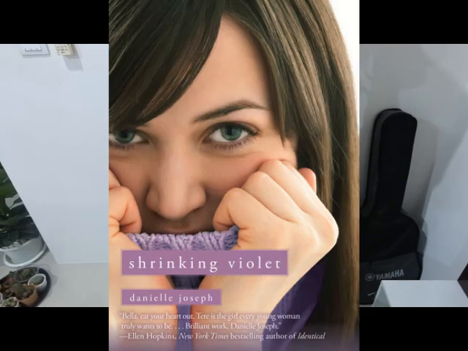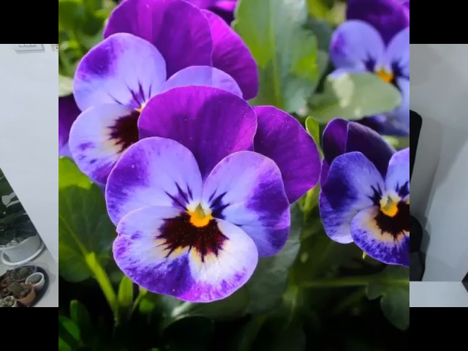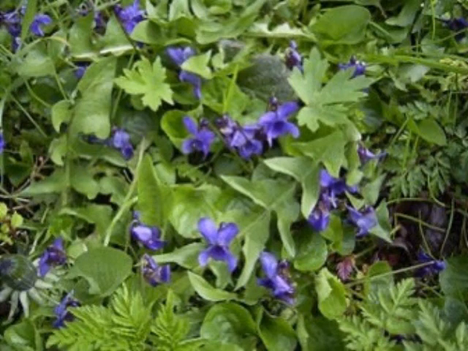And the next idiom is shrinking violet. It means a person with a very shy personality. It comes from the violet flower that grows close to the ground and is always hiding.